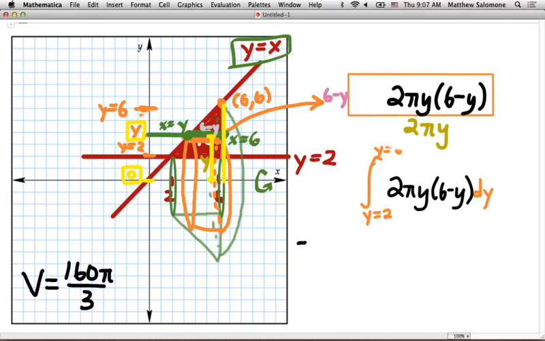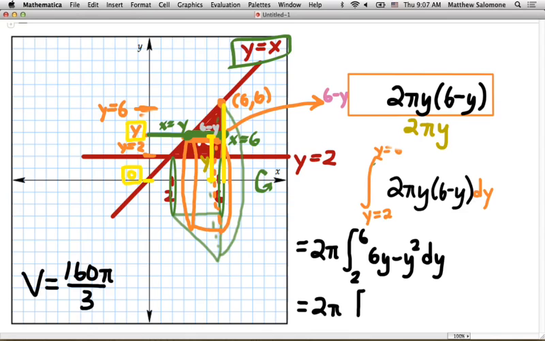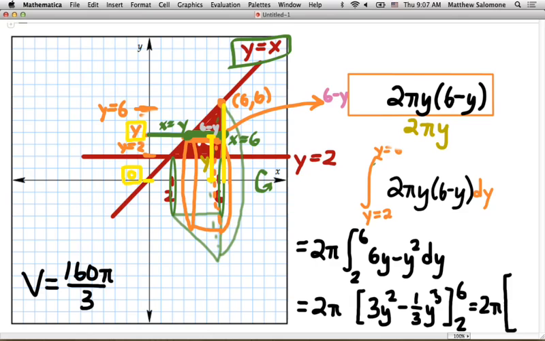Okay, so we can bring the 2 pi outside the integral because it's a constant multiple. Y times 6 minus y, before we integrate it, ABC, algebra before calculus. So this is 6y minus y squared. Antiderivative for 6y: 3y squared, great. Antiderivative for y squared: 1/3 y cubed. And then I'm evaluating that from 2 to 6. So I get 2 pi out front times 3y squared when y is 6, which is going to be 108. 1/3 y cubed when y is 6 is going to be 72.